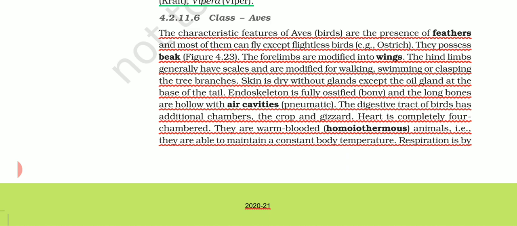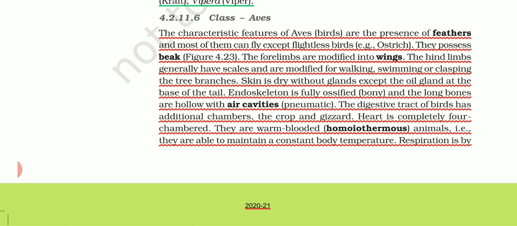Next feature, the skeleton is inside and fully ossified, meaning no cartilaginous tissue, it is made up of bones only. Most of the bones are long in nature. As already talked, they do not have anything else than air, so we call it pneumatic characteristics. Only air is filled in them, which makes them hollow so that they can easily fly in the air. Otherwise, if the bones were heavy, they couldn't fly.